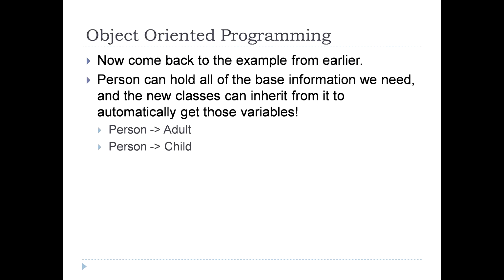In this example of the contact list, every person in our contact book needs similar variables to work. Every person needs a name, birthday, and email, so we can just have the person class and the child and adult classes can inherit from the person class and automatically get these variables. So it's just a way of saving time. All children and all adults will have all of the variables and functions from our person class, and then we can add on additional variables and functions depending on what new functionality these new classes need.